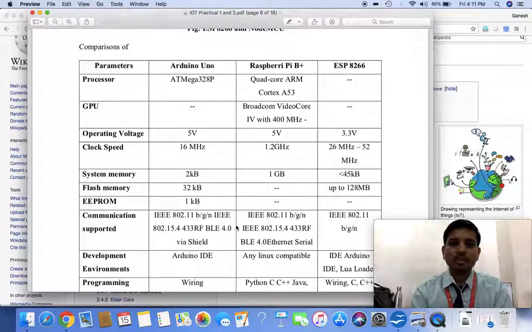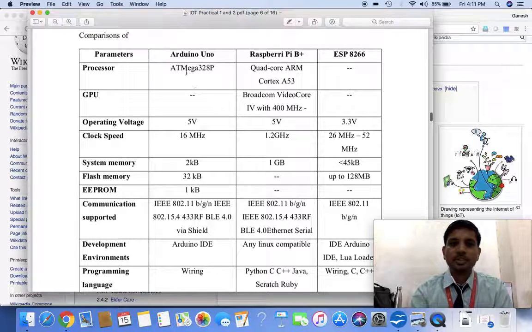So here is the comparison of these three boards. First one is Arduino Uno, second is Raspberry Pi, and third is ESP8266. So we are comparing in terms of different parameters, like processor, GPU and others. First, processor: Arduino Uno has the ATmega328P processor. Raspberry Pi has a quad-core ARM Cortex-A53. GPU: only your Raspberry Pi has a GPU.